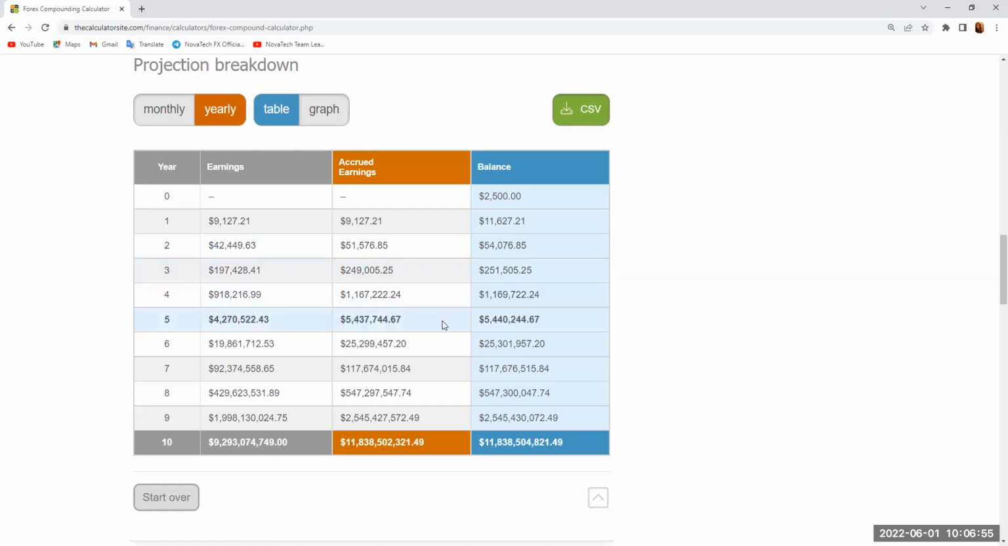And let's look at 5 years, family. 5 years, you have the potential of earning $5,437,744.67. Now that can be life-saving money.